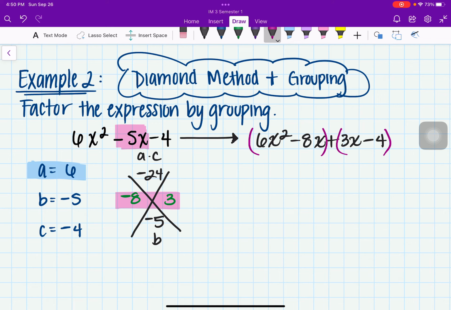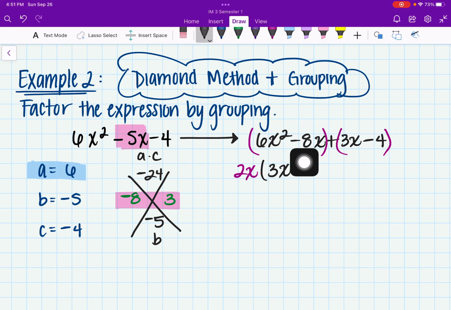So starting off, any common factors between 6x squared and a -8x, they both have in common a 2 and an x. So I'm going to go ahead and factor out a 2x. So this is a 2x on the bottom. And if I factor a 2x from a 6x squared, I'm actually left with 3x. If I factor out a 2x from a -8x, it's going to be a -4.